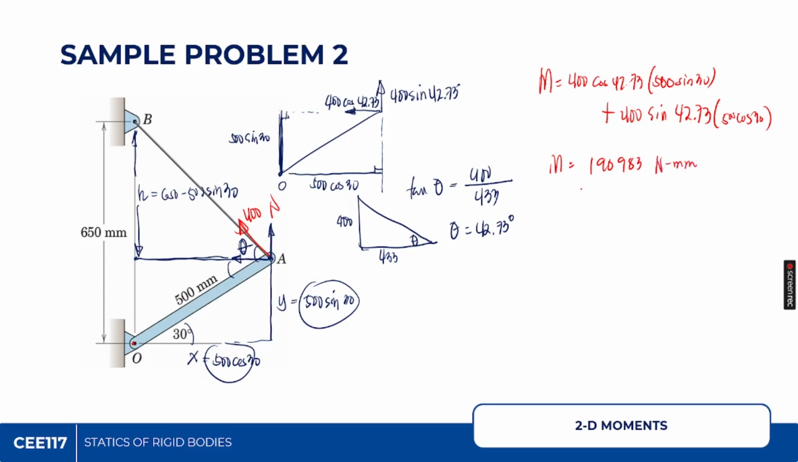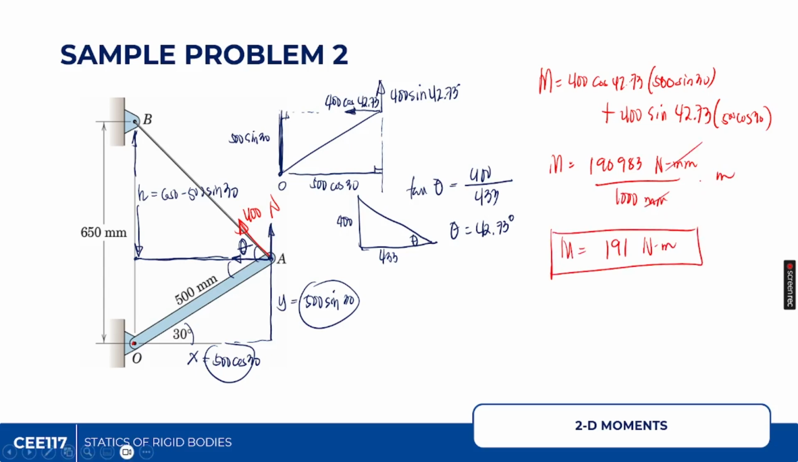Tama ba kasi naka-mm yan? Kung gawin natin yan Newton meter, so we'll divide it by 1000 mm for 1 meter. So therefore, your moment would be about 191 Newton meter. That is basically your answer for that one kasi ito cancel. Okay? So that is how you solve problems for problem number 2.